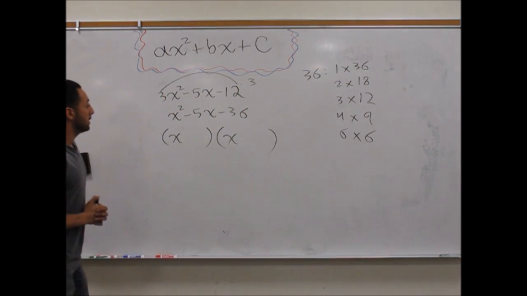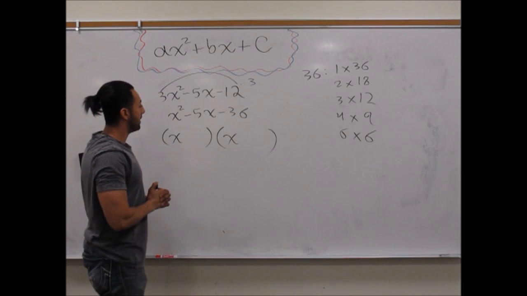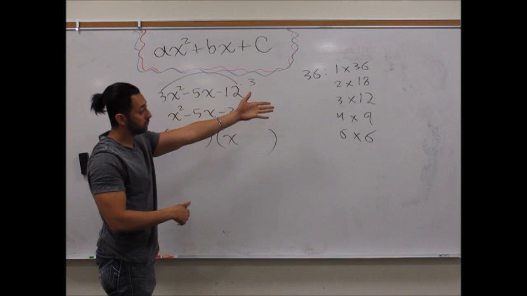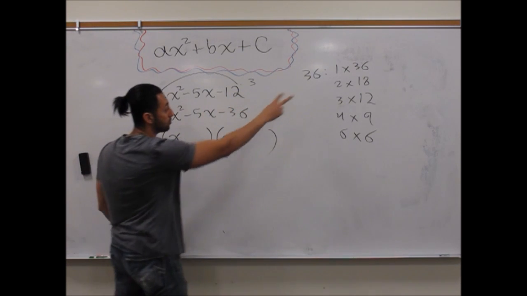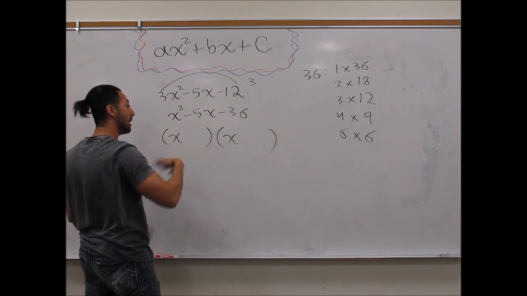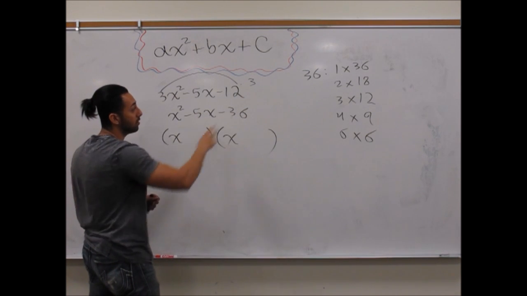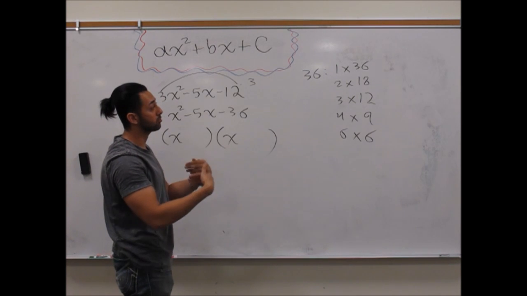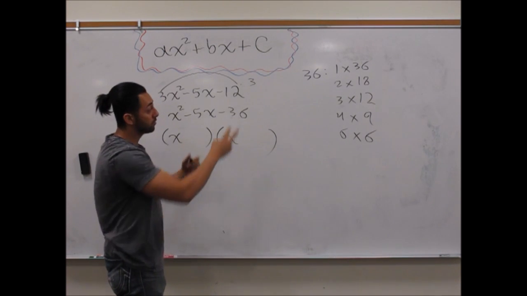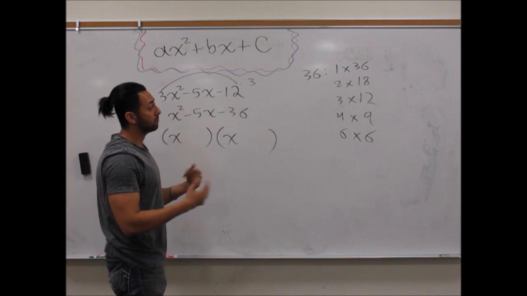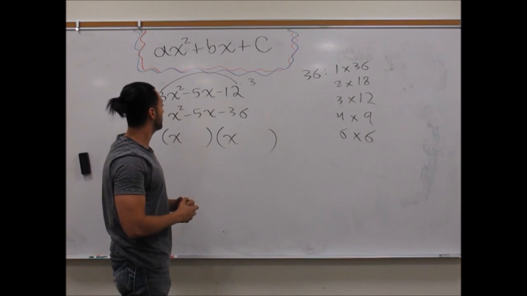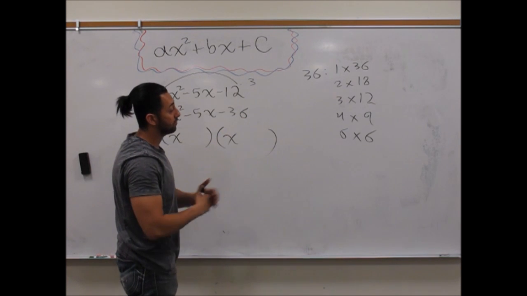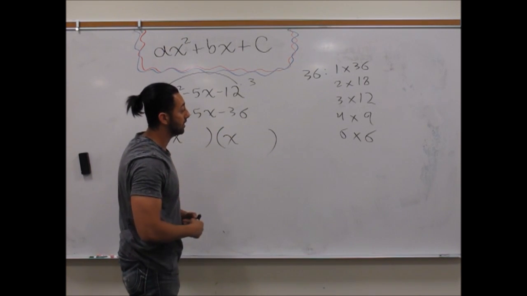So we come back over here and try to see which one of those two numbers would multiply to give me 36 and add or subtract in a way to give me 5, right? 1 and 36 would never do it, right? If you added them, you'd get 37. If you subtracted them, you'd get 35. 2 and 18. If you added them, you'd get 20. If you subtracted them, you'd get 16. It's not working. 3 and 12. If you added them, you'd get 15. If you subtracted them, you'd get 9.